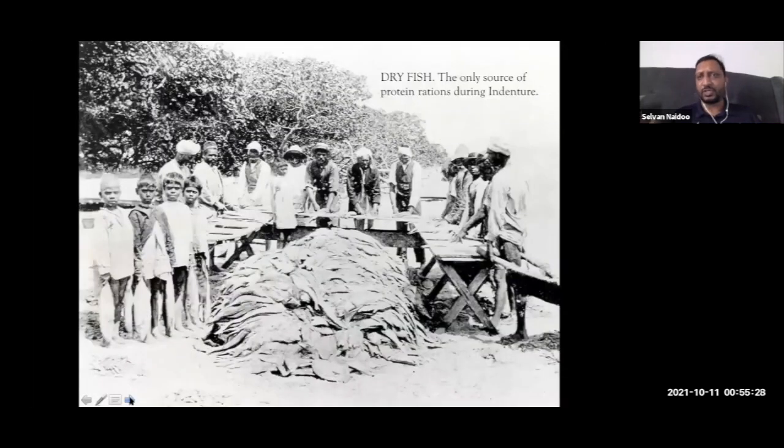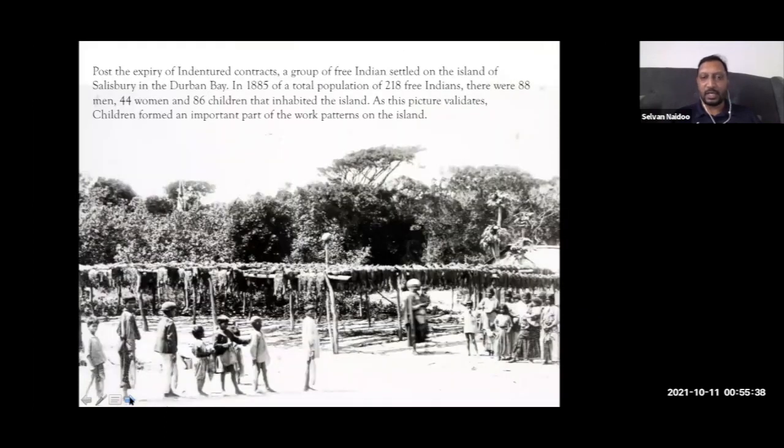Dry fish was the only source of protein rations during indenture. And on a small island in the Bay of Durban, called Salisbury, you see children that were high in number. So these were free Indians post-indenture. In 1885, the total population was 218 free Indians, of whom 86 were children that inhabited the land. So obviously there were more children than adults in this particular instance. And as you see with the pictures, they were clearly part of the working environment.